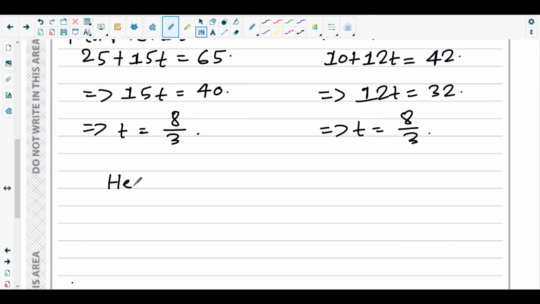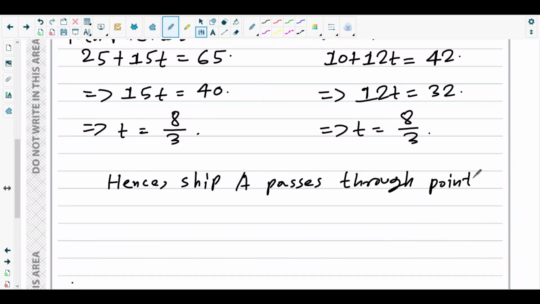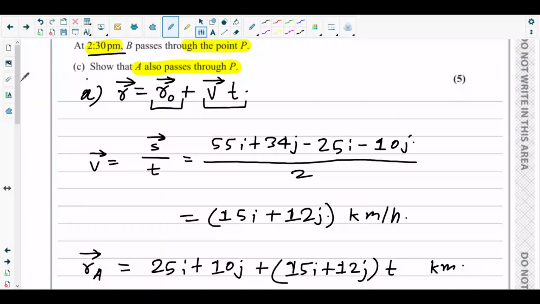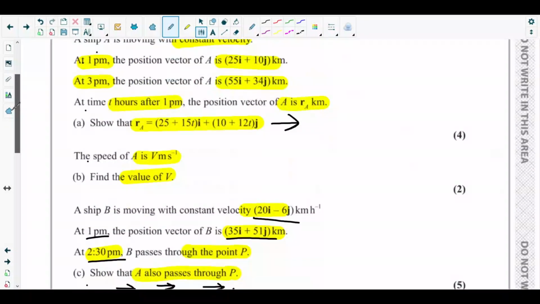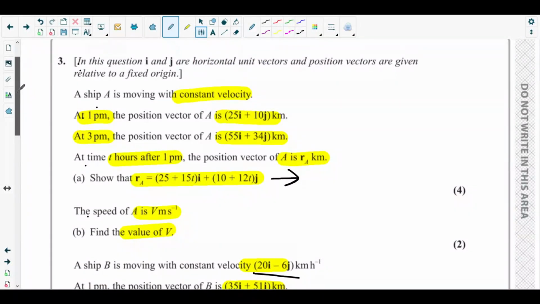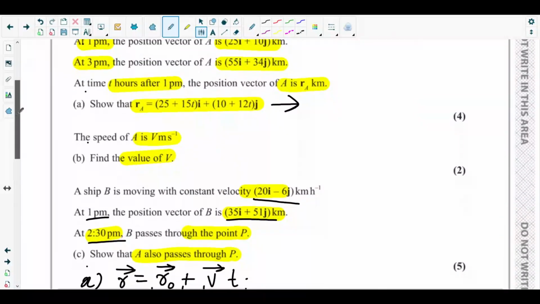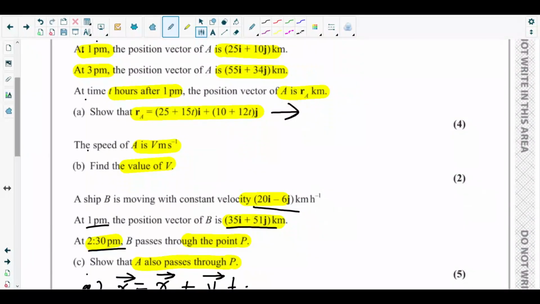Hence, what we can say is that ship A passes through point P. And that's exactly what part C of question number 3 of the October 2024 Mechanics 1 paper has asked for. That's it.